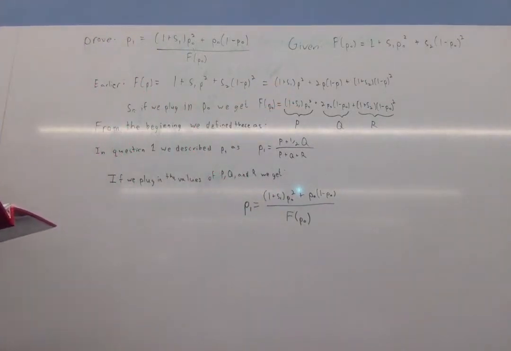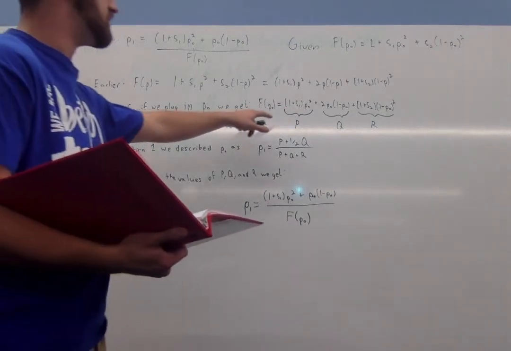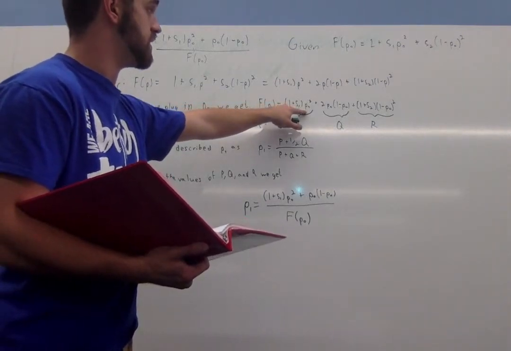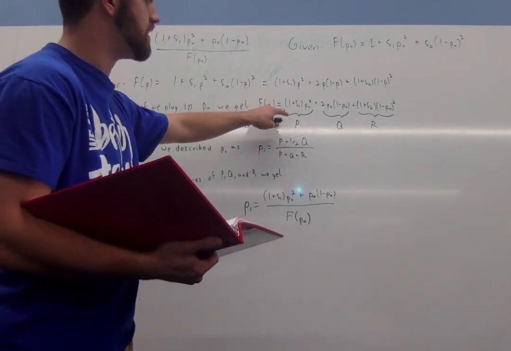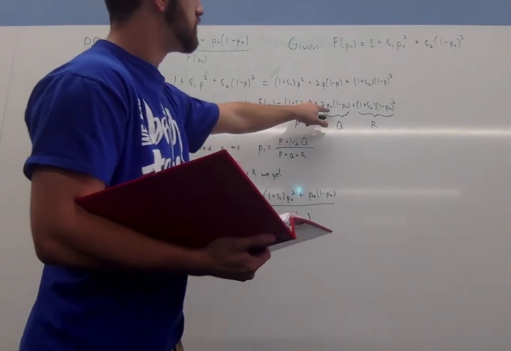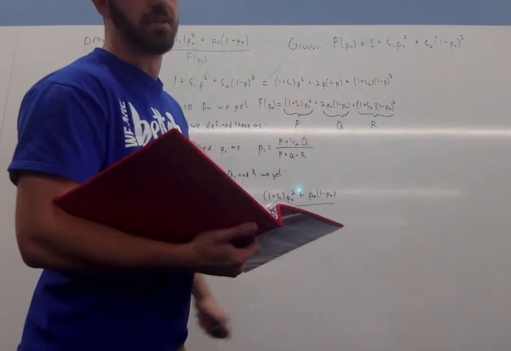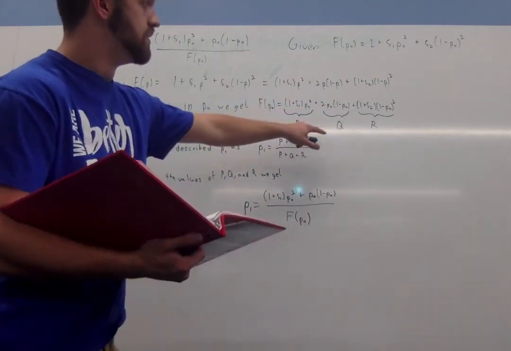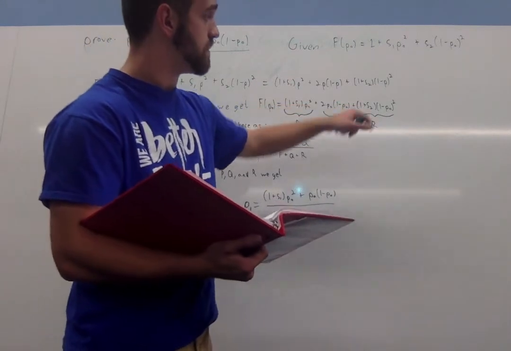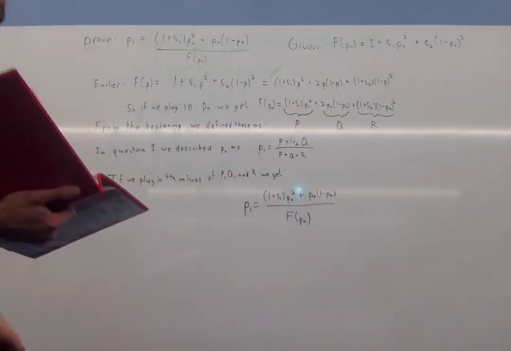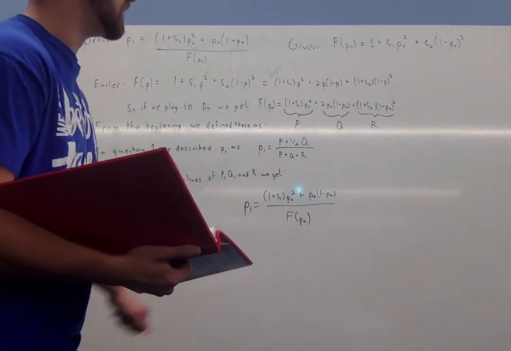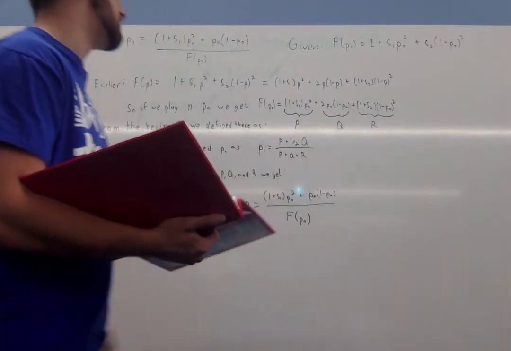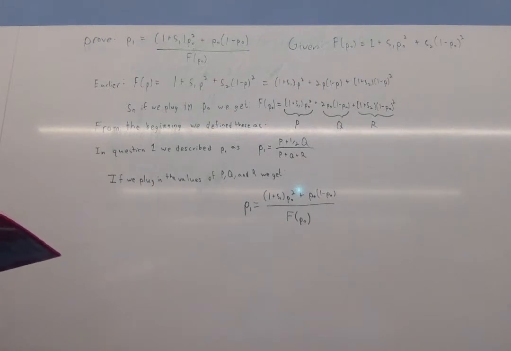And earlier, we defined these. So this is the frequency of the homozygous dominant, which we defined as P earlier. And this in the middle is the frequency of the heterozygous genotype, which we defined as Q. And this one in the back is the frequency of the homozygous recessive genotype, which we defined as R, all the way at the beginning of this entire project.